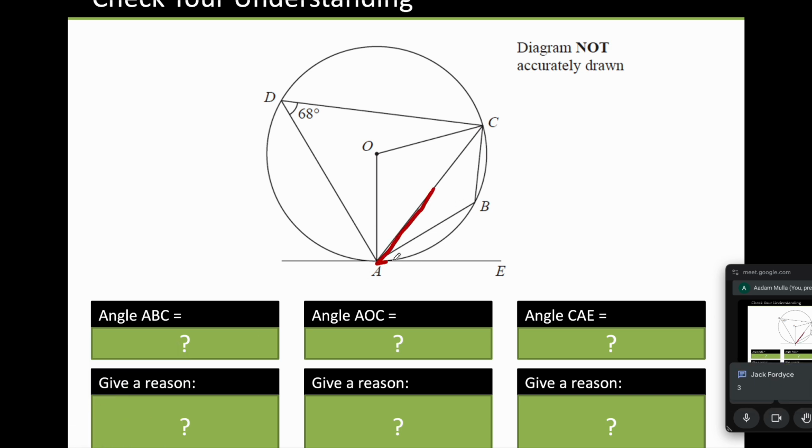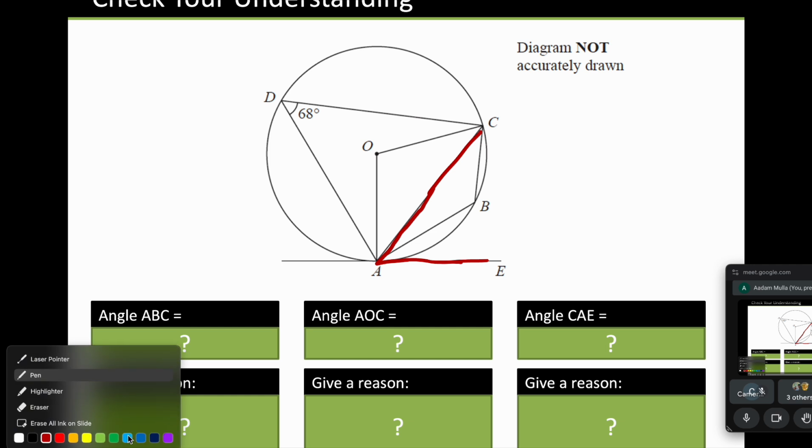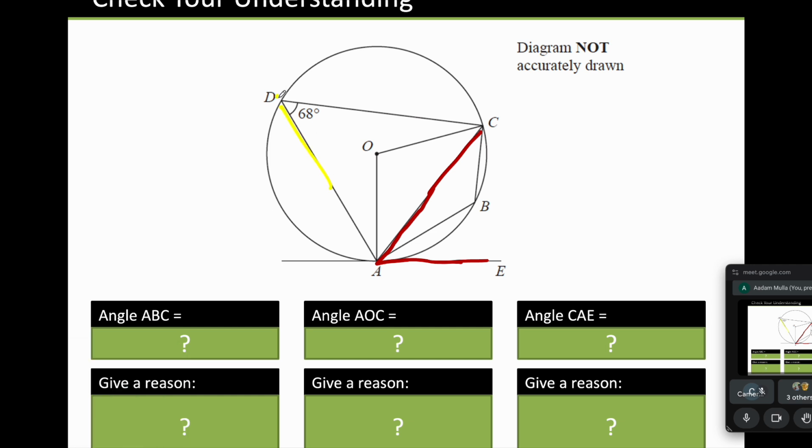Oh, Flaming Cookie's got it. This is my clue. Do it in a different colour. Okay, let's go through these. I think most of you are done.